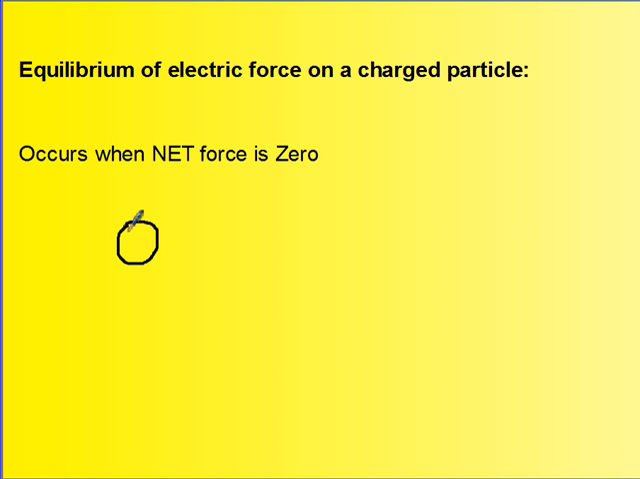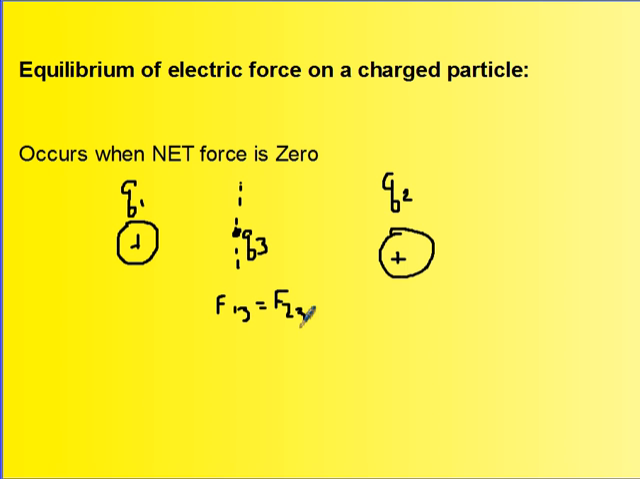Suppose I have Q1 and Q2. All right. Now, suppose they're both positive. There's going to be a point in here where the force on a test charge, we're going to call that Q3, is equal and opposite to the force from Q2. So the force of 1 on 3 is going to equal the force of 2 on 3. So say this test charge is positive.